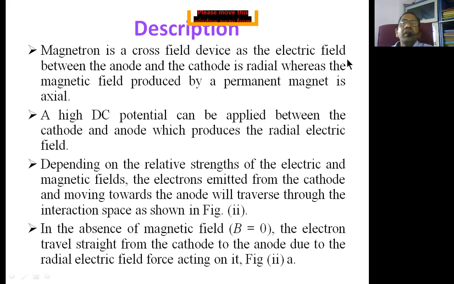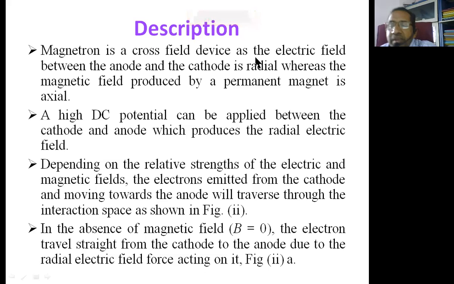Now, as we discussed continuously, the magnetron is basically a cross-field device. Why is it called a cross-field device? Because the electric field between the anode and cathode is radial, whereas the magnetic field produced by the permanent magnet is axial. That means the electric field and magnetic field are perpendicular to each other in the case of the magnetron, whereas in the case of the klystron, the electric and magnetic fields are linear. They are not perpendicular to each other. Since the electric and magnetic fields in the magnetron are perpendicular to each other, it comes under the cross field tube.